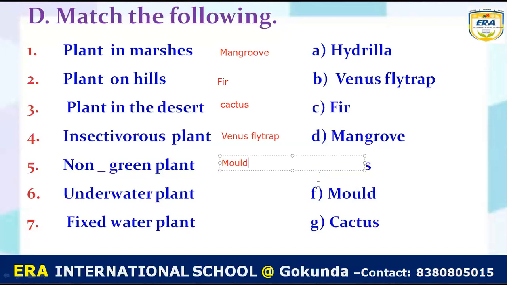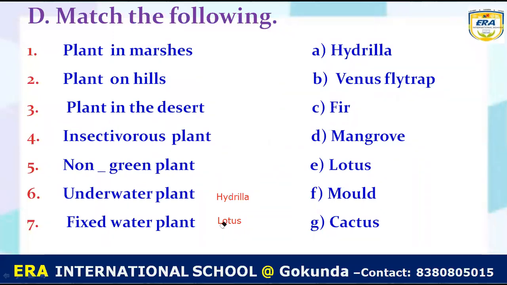White in color. Underwater plant. Name the underwater plant. What is that called? Hydrilla. Hydrilla is an underwater plant. And the fixed plant that can be under the water as well as above the water, that is lotus. So in this way you have to write the answers of match the following, or you can pair them. Okay, just fully pay attention and learn it, and after that write in your textbook.